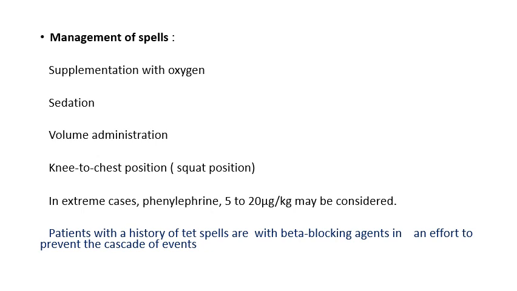Management of spells includes oxygen with high FiO2, which leads to pulmonary vasodilation, causing a decrease in the pulmonary vascular resistance; sedation using morphine or ketamine; volume administration to help open the right ventricular outflow tract, by 20 ml per kg; and knee to chest position, which is a squatting position, which increases the systemic vascular resistance and reduces right to left shunt. Beta blockers are given to these patients to decrease the infundibular spasm.